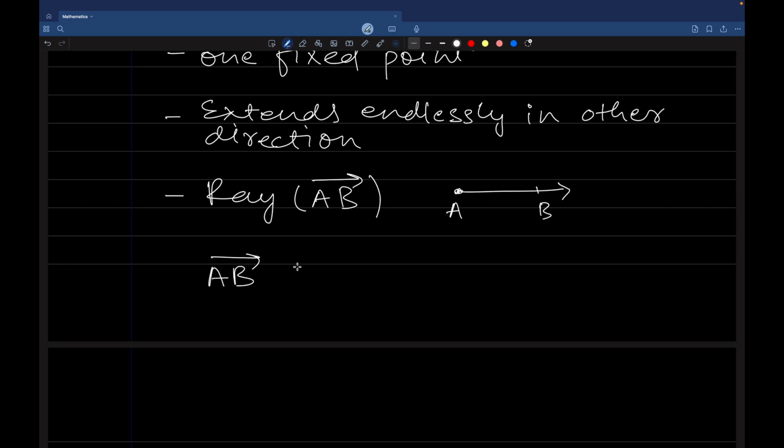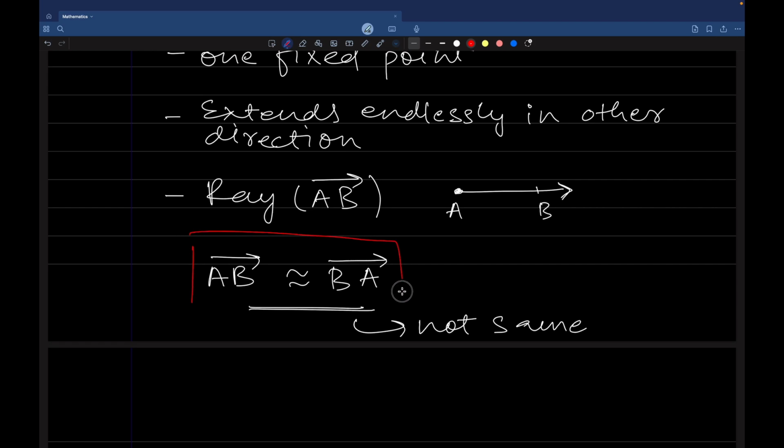I cannot write ray AB is same as ray PA. No, because the direction is fixed. It starts from point A and goes endlessly in the other direction. Someone might say that it starts from B, but no, the ray which we have defined starts from A. So these both are not same, and we say that this is a wrong representation.